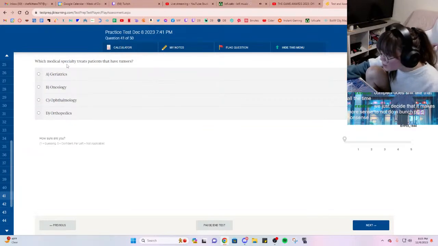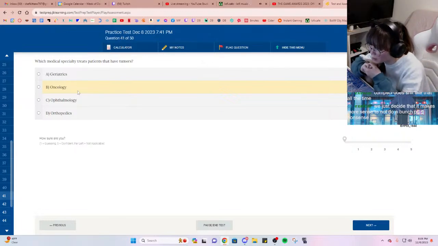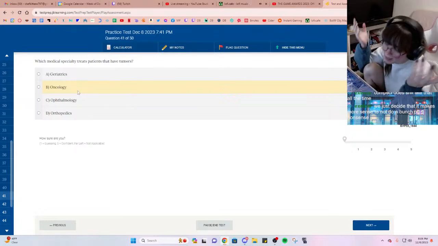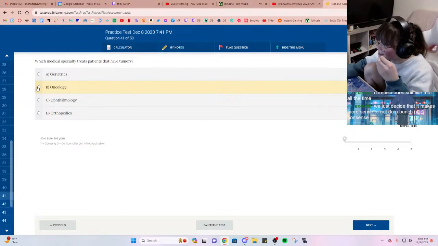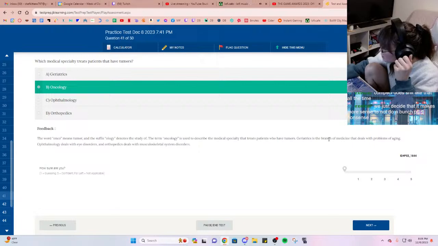Which medical specialty treats patients that have tumors? I want to say oncology, but I can't remember which one means tumor. Ophthalmology? I think oncology. I don't know. I'm gonna guess this one. Yes! Okay, onco means tumor, and the suffix ology means the study of. The term oncology is used to describe the medical specialty that treats patients who have tumors.